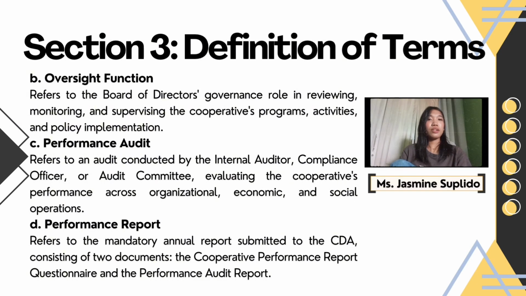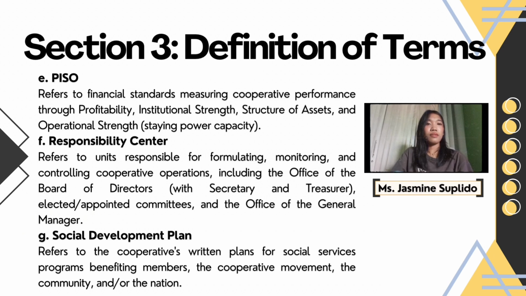Oversight function, which refers to the role of the board of directors in monitoring and supervising the cooperative's program, activities, and policies. Performance audit, which is an evaluation conducted by the internal auditor of the audit committee to assess the cooperative's organizational, economic, and social performance. Performance report, which is the required annual report submitted to the CDA, composed of the performance report questionnaire and the performance audit report. PISO, which stands for Profitability, Institutional Strength, Structure of Assets, and Operational Strength, used as financial indicators of cooperative performance.